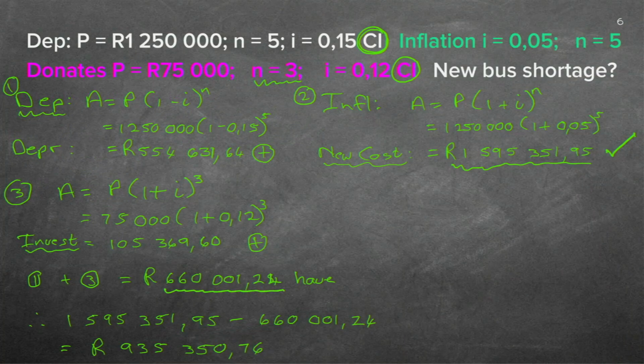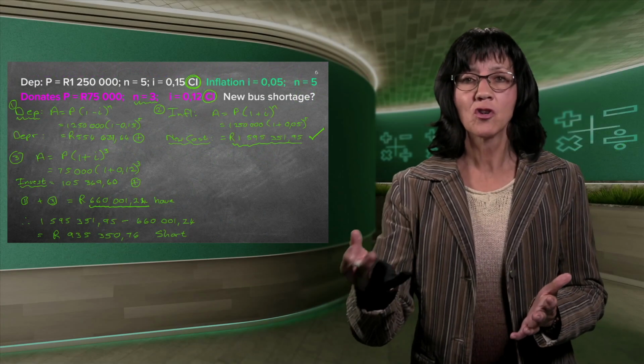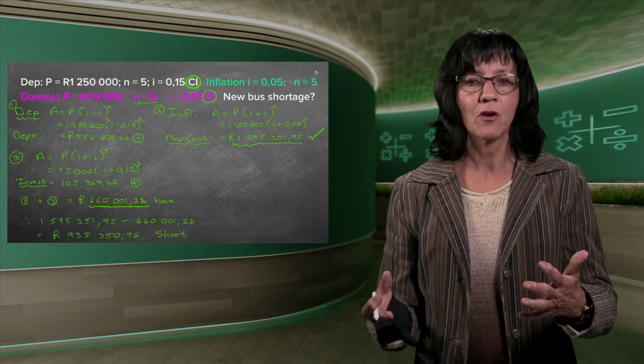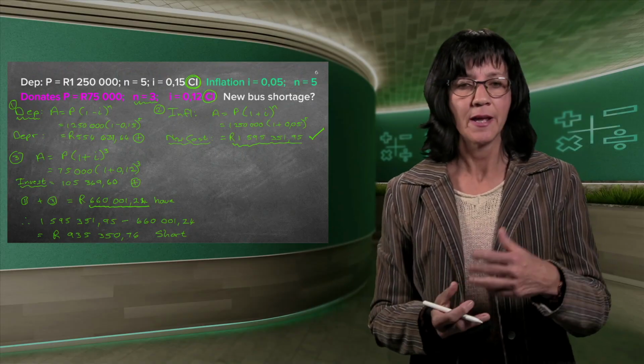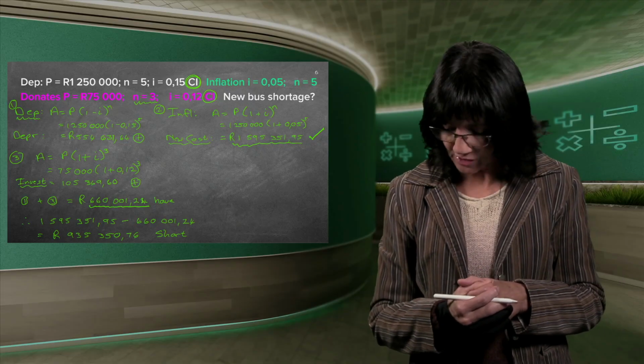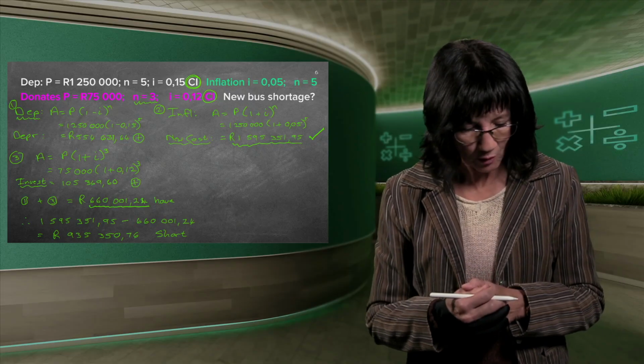So do you agree with me? You are short with 935,000. But again, it's not too bad because it costs 1.5 million. You already got some value for your old bus and you got this investment that the parents made, so you should not have any problem.